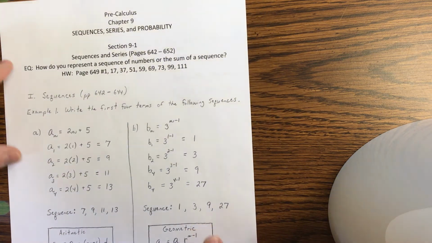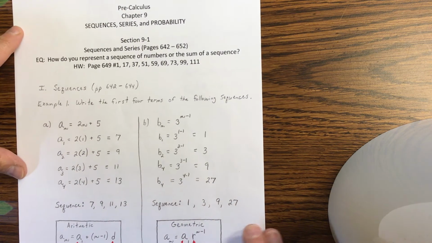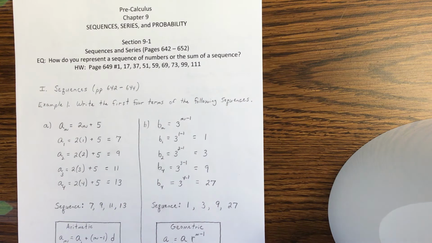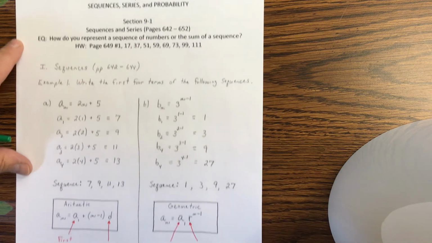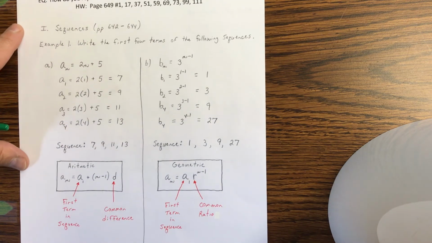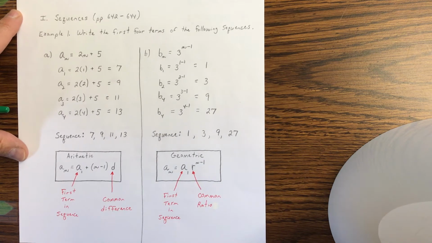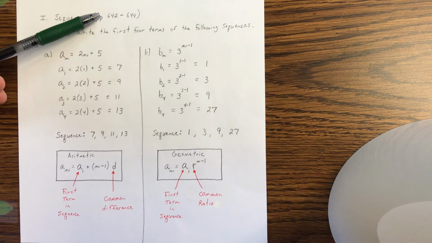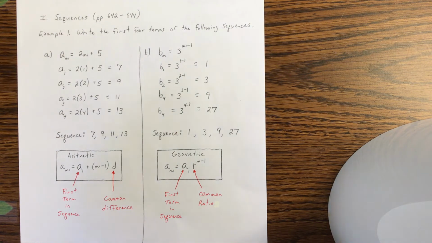The first thing we'll do is, just like we do in class notes, we'll do everything in outline form. So the first thing we'll look at is Roman numeral 1, deals with sequences, covering in the book from page 642 to 644. Once again, I strongly encourage you to read your book, follow the examples. You should have no problems.